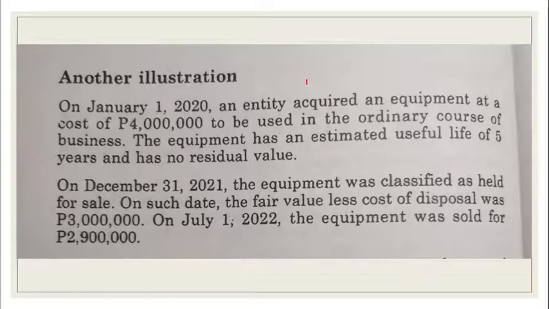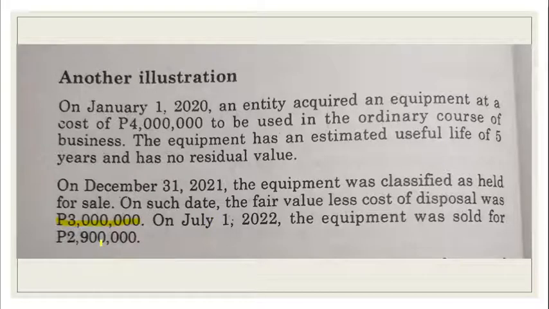So, you have here on January 1, 2020, an entity acquired an equipment at a cost of 4 million to be used in the ordinary course of business. The equipment has a useful life of 5 years and no residual value. On December 31, 2021, the equipment was held for sale. And then on such date, the fair value less cost of disposal was valued at 3 million. And then it was sold on July 1 for 2.9 million.